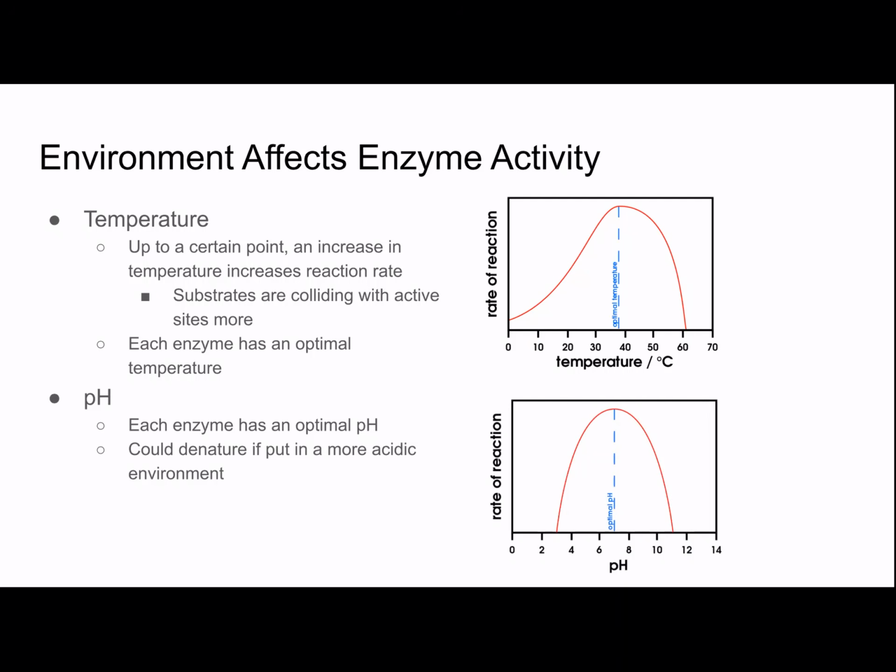And this is another picture showing pH. You can see there's an optimal one where reaction rate is highest, and if we lower it, the reaction will decrease. And if you lower it enough, it won't even happen. And the same goes for the other side. If you make it too high, it won't happen.